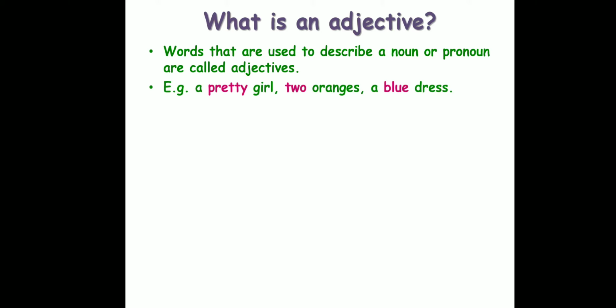Example, a pretty girl. So what kind of a girl? Pretty girl. So pretty is adjective. Two oranges. Two is the adjective. A blue dress. What kind of a dress? Blue. So blue is adjective.